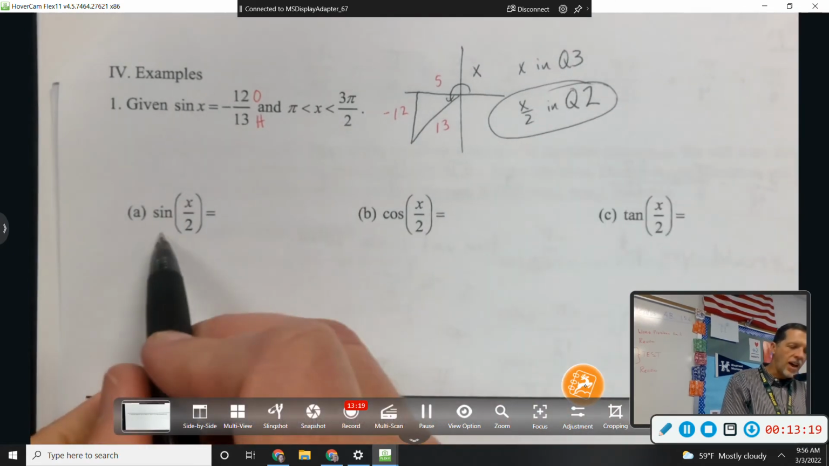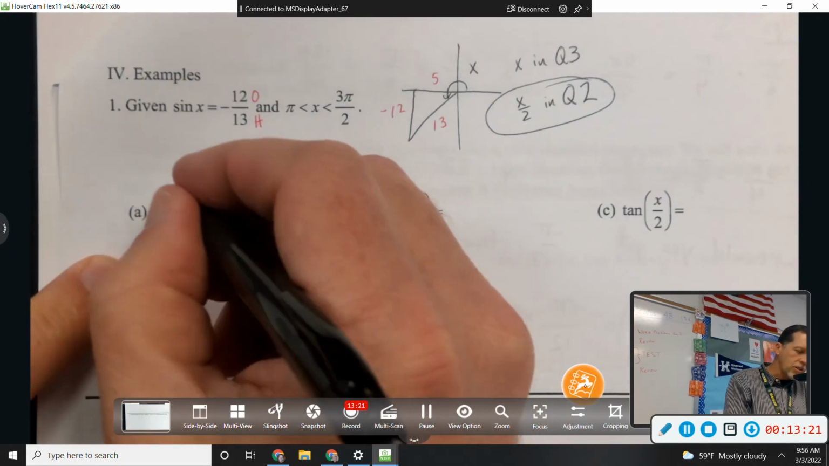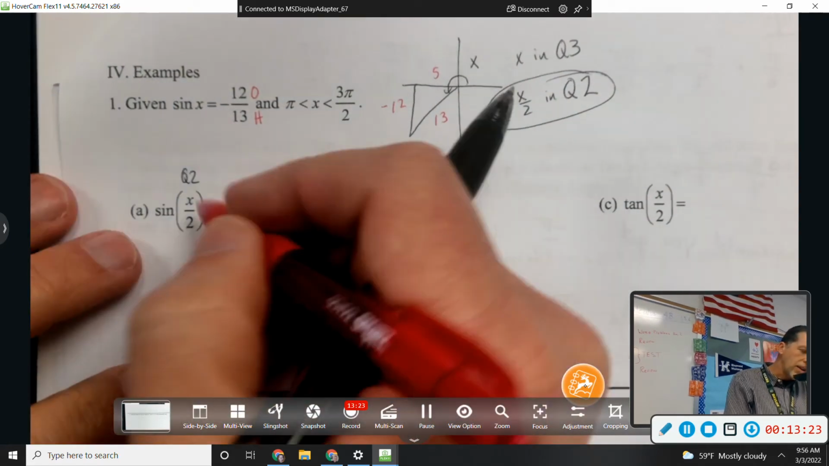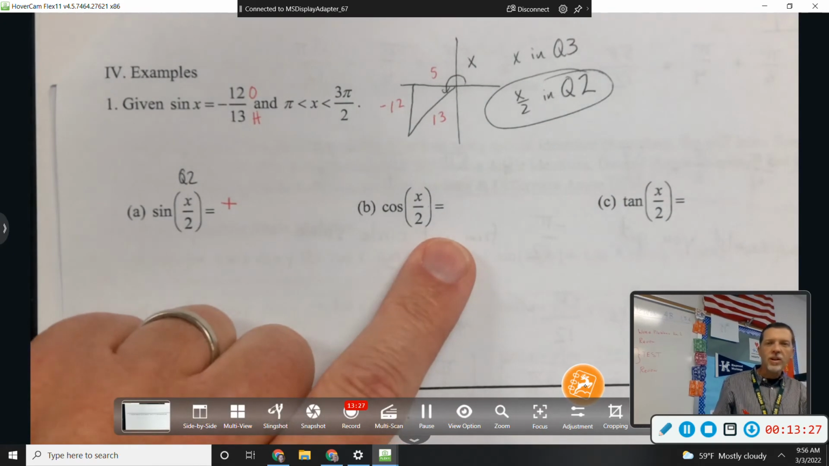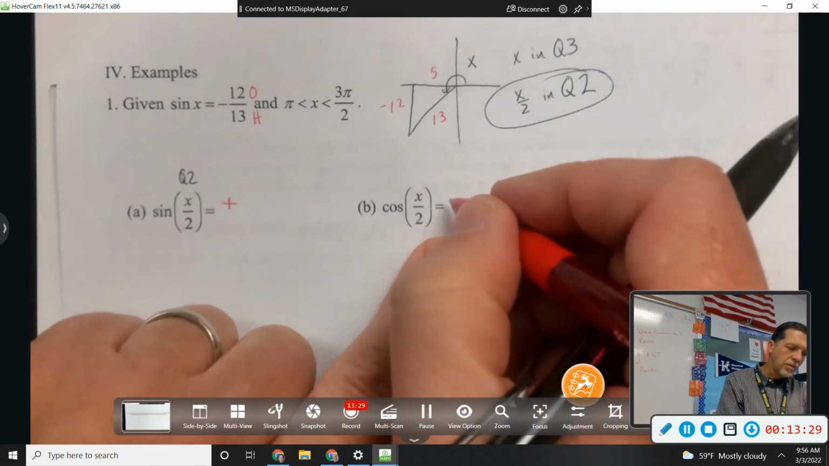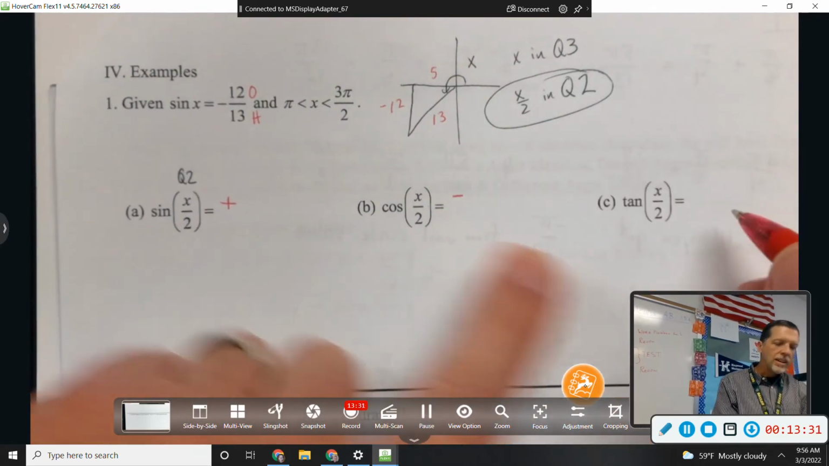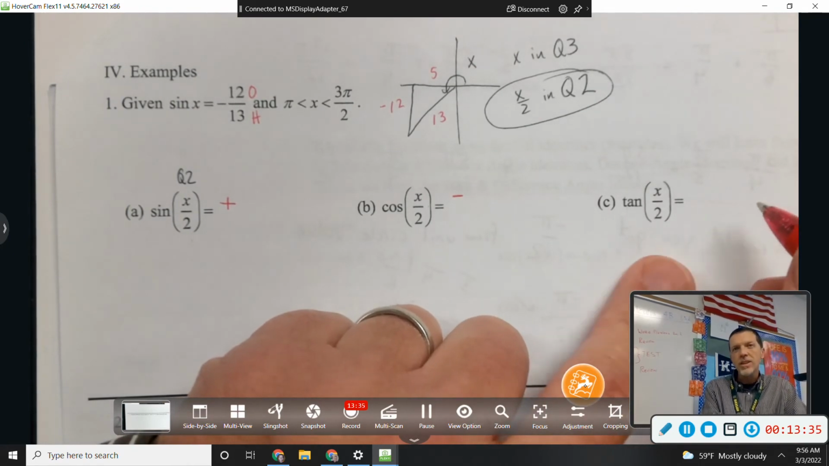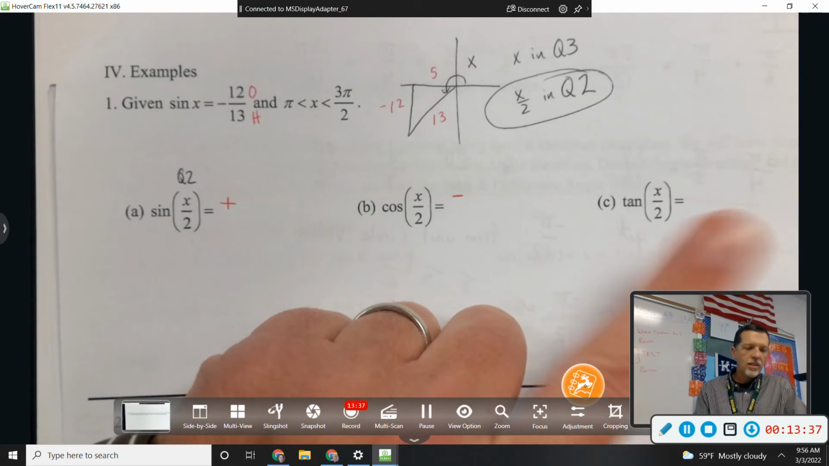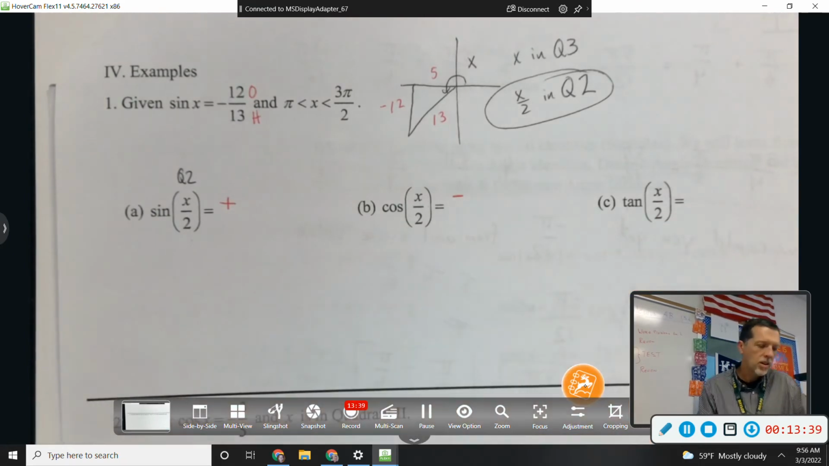If the sine and this angle's in quadrant 2, it's going to be positive. What about the cosine in quadrant 2? That would be negative. And the tangent should be negative, but I don't have to worry about it. The tangent is the one that takes care of itself. So it should be negative, but that should happen on its own.